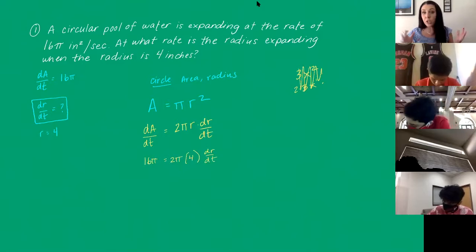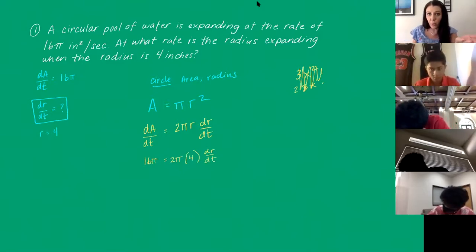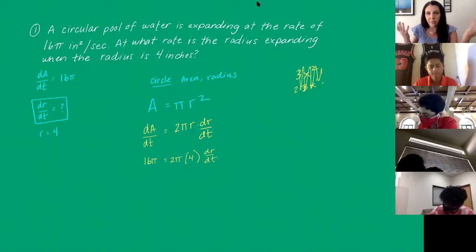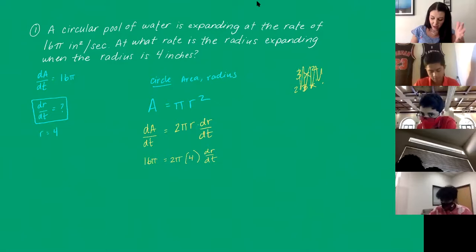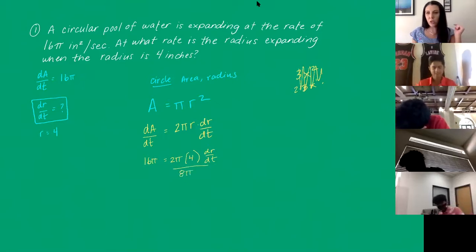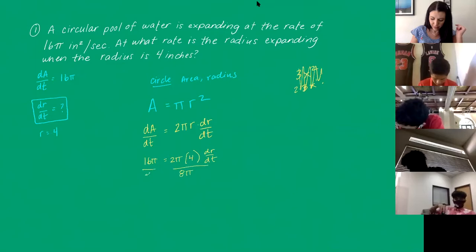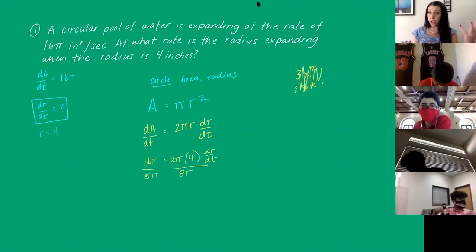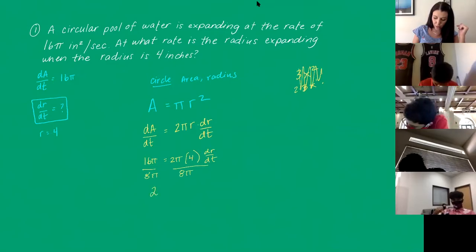Now, one thing you can do is isolate that dr dt first if you want, but it's fine either way. If you want to get all the 2 pi r to the other side first and then plug stuff in, go for it. It doesn't buy anything. Because I'm solving for the dr dt, I'm going to divide both sides by 2 pi times 4. Let's simplify that: 2 pi times 4 is 8 pi. And so I get 16 pi divided by 8 pi, which is just 2. So we get 2 is equal to our dr dt.